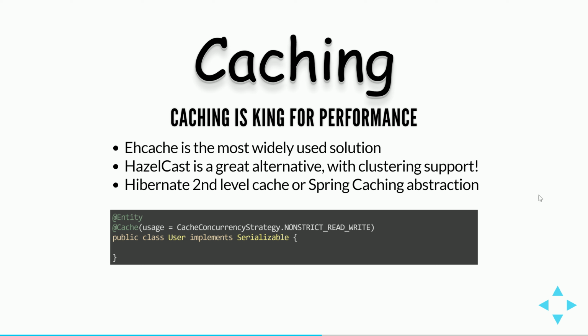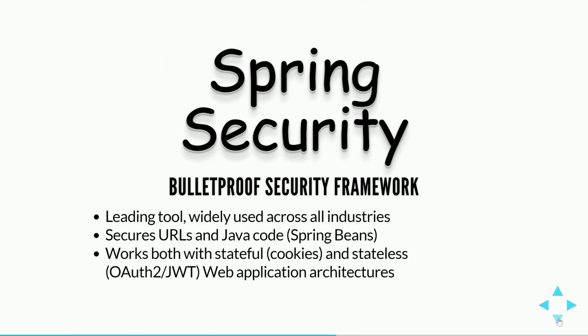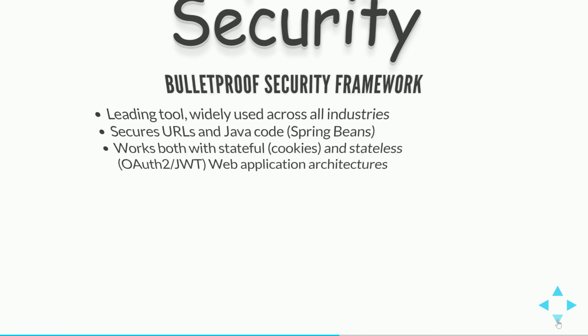For caching purposes, JHipster looks into caching also. It provides an Ehcache for you. We can use Hazelcast and second level cache, which you can use with one node or multi-node for your Spring caching purposes. So about Spring Security, a bulletproof security framework, a leading tool widely used across all industries, to secure URLs and Java code, and it works with both stateful and stateless cookies web application architecture.